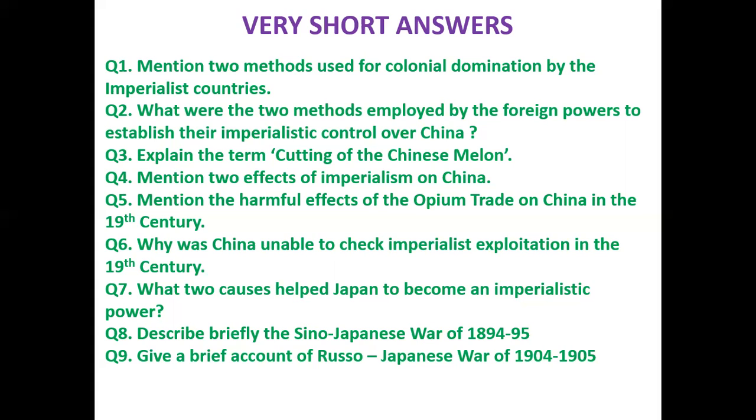Explain the term cutting of the Chinese melon. The term cutting of the Chinese melon means dividing China into different spheres of influence by advancing loans to China. The four European powers, France, Russia, Britain, and Germany, divided China into their respective spheres of influence.